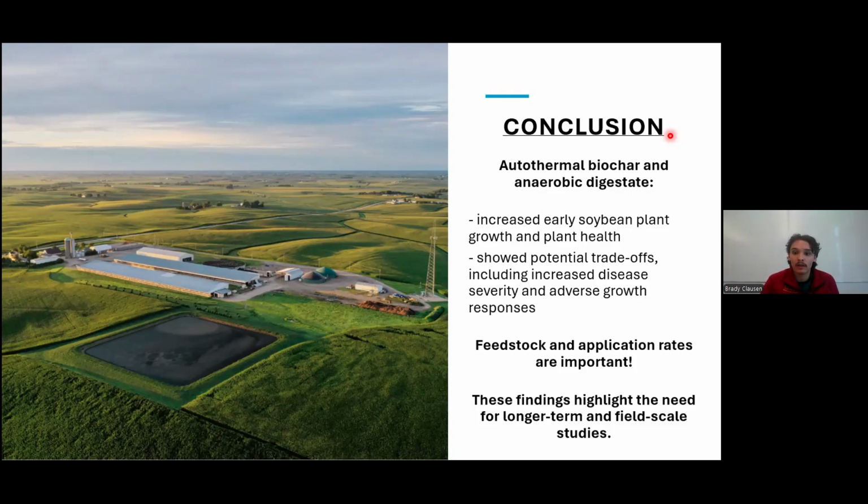So we know before any of this can be applied at large scale onto working agricultural lands, we need to start more research into feedstock and application rates because we know how important they are, and how those correlate into the field are going to be vastly important as this project and whole industry unfolds. So overall, this finding highlights the need for longer term and field scale studies to really start to evaluate what's going on here and how we can use these products for benefit so that they don't detriment any of our crop production and resiliency.